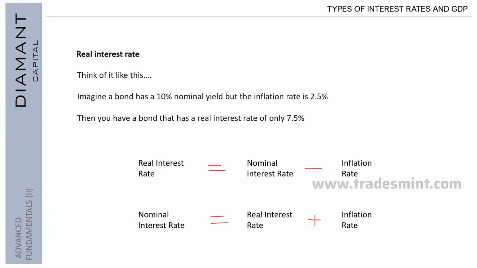It's actually only 7.5%. So if we were to put that into an equation, the real interest rate is the nominal interest rate minus the inflation rate. The nominal interest rate is the one that you see on face value. That's the front cover, let's say, of the bond. The inflation rate is of course how much prices rose or fell in that year.